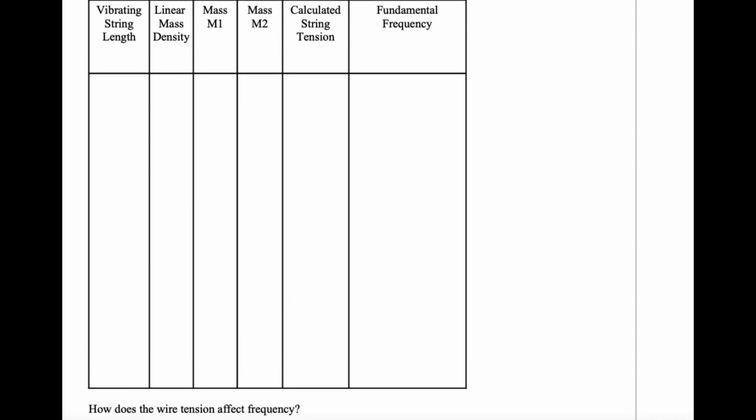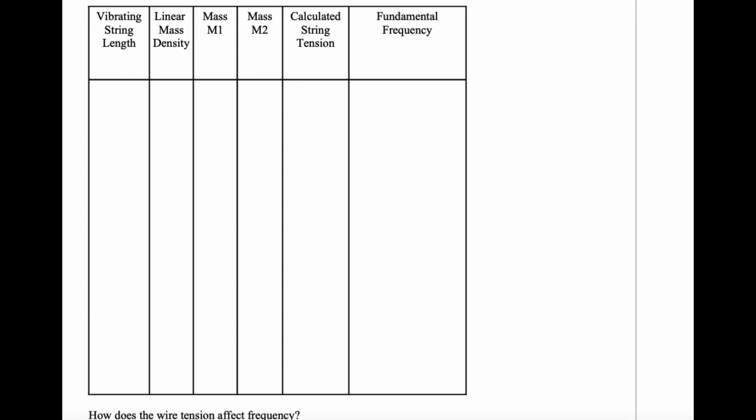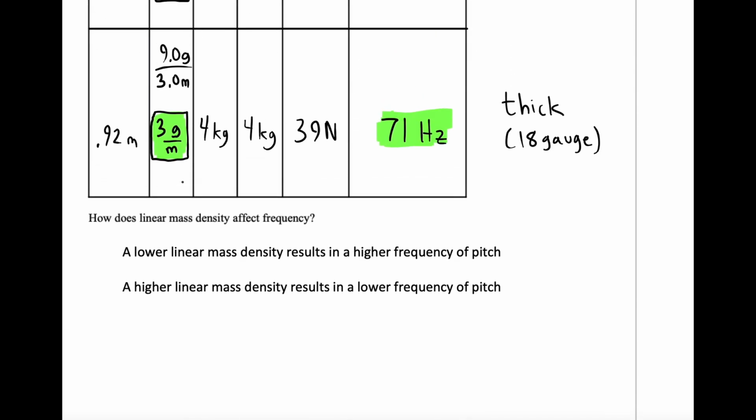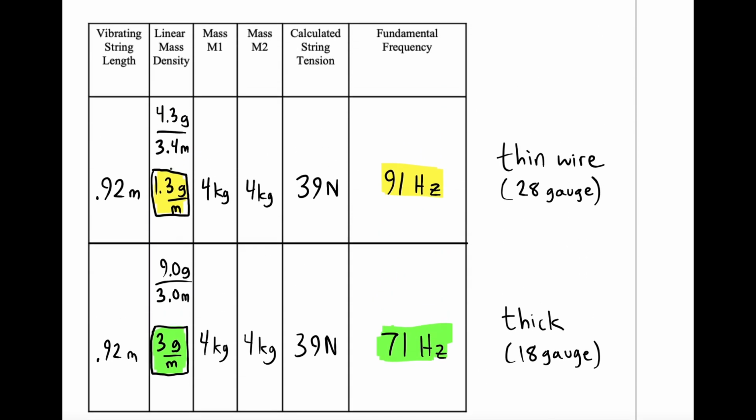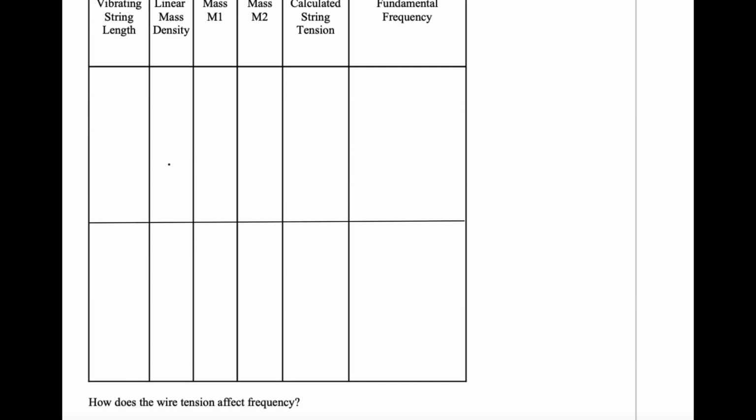The next investigation is, how does wire tension affect frequency? So just from our recent trials here, I have a sense of how it's going to turn out. So right now, on my thin string, we already calculated that the thin string has a linear mass density of 1.3 grams per meter.